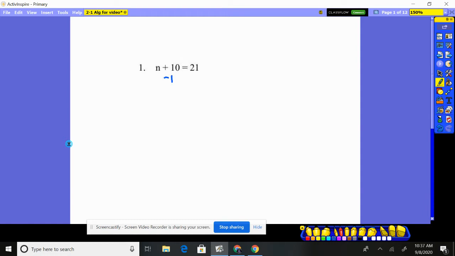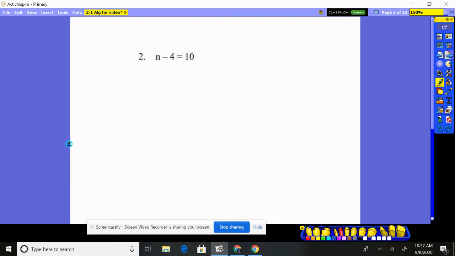So what we're going to do is we're going to subtract 10. We're going to undo that adding 10. Now, if you subtract 10 from the left of the equal, you have to do it to the right-hand side also. So here we have n equals 11. Again, whatever you do to one side, you must do to the other.